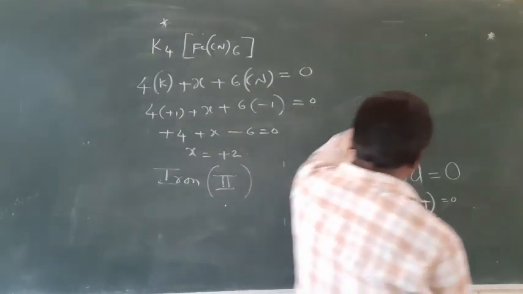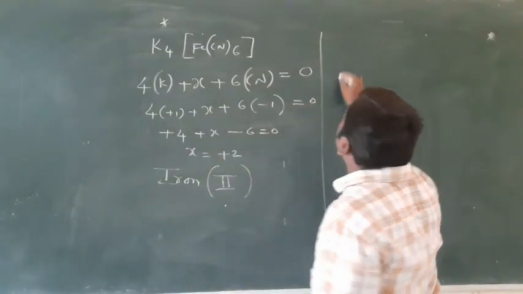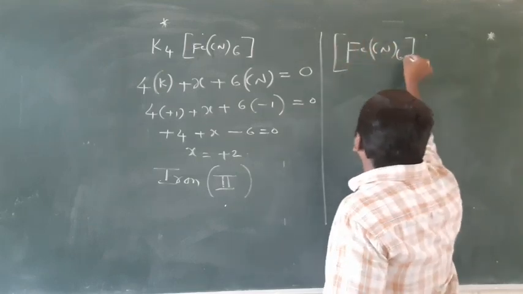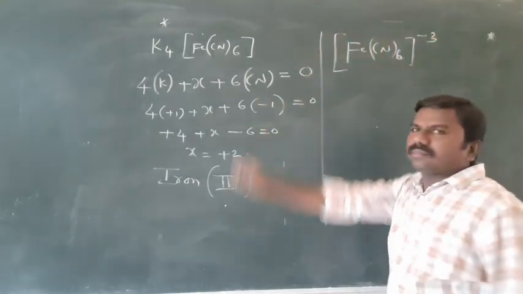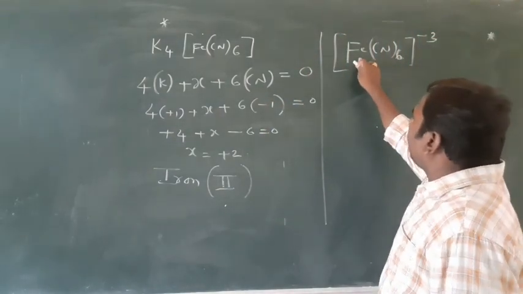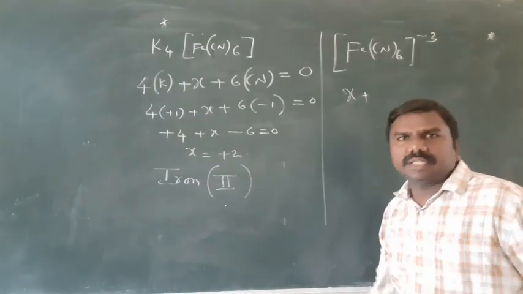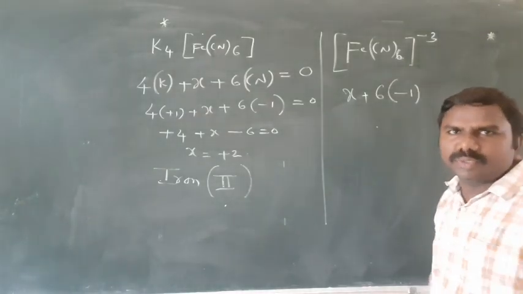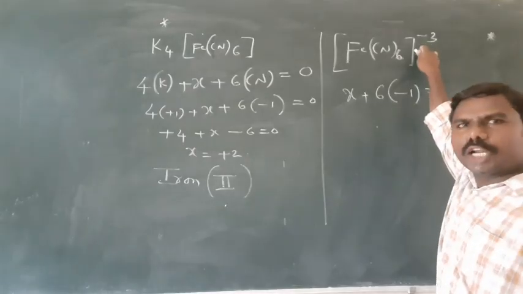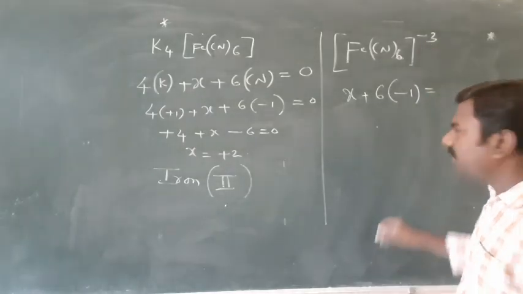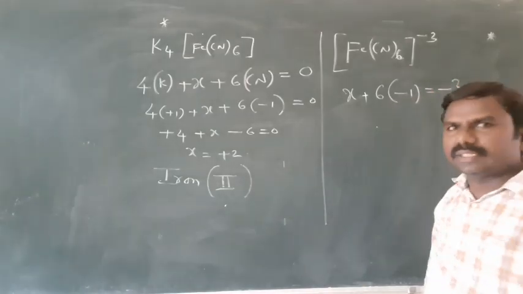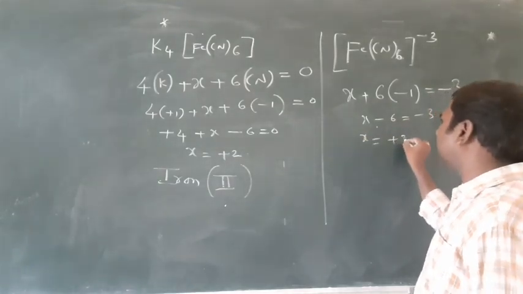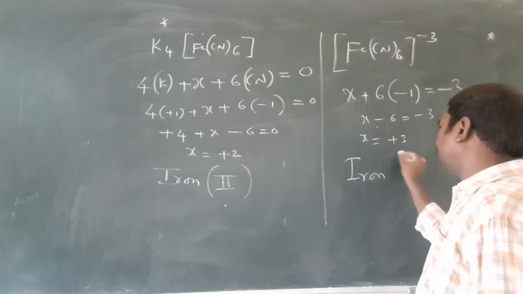Similarly, another example, [Fe(CN)6] 3 minus. So iron is the central atom, we don't know the oxidation state, considered as X. 6 ligands are there. Cyanide is minus 1, CN minus 1. It is not a neutral compound, it is a negative complex. So the charge given is minus 3. X minus 6 equals minus 3, where X equals plus 3. Iron(III) it is.